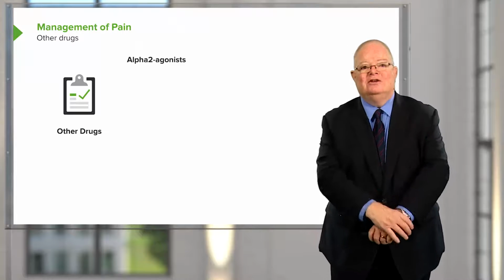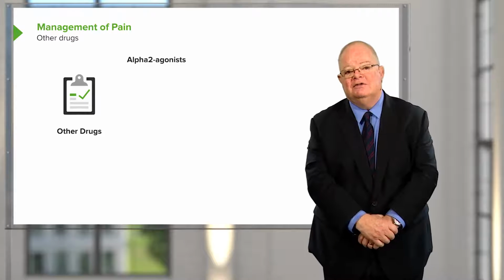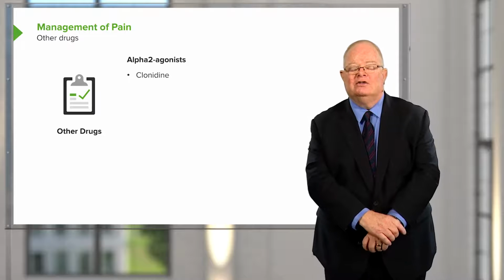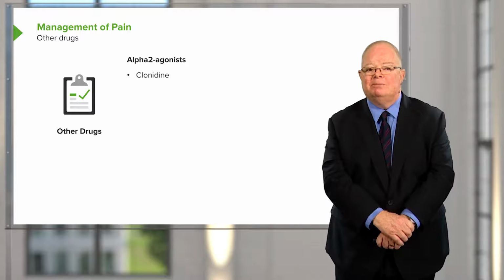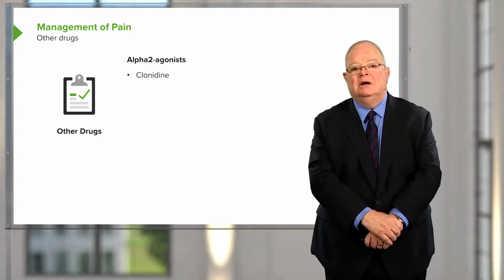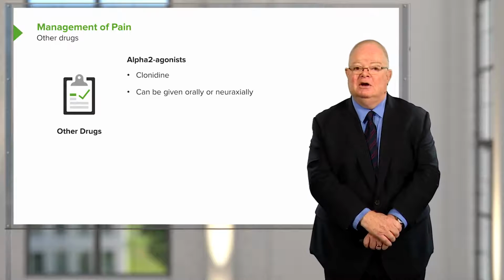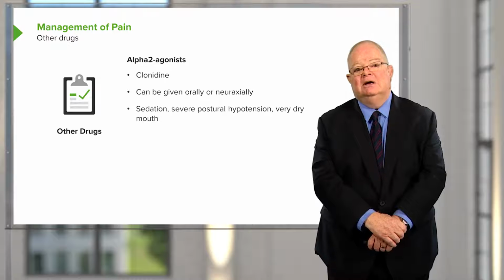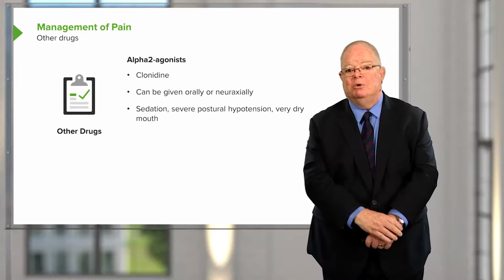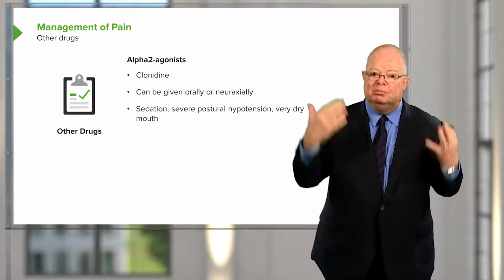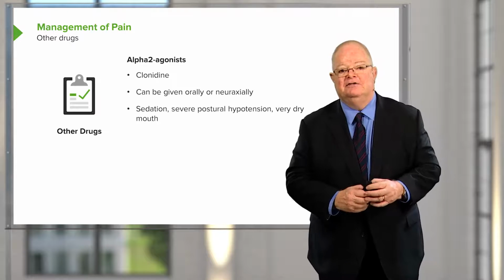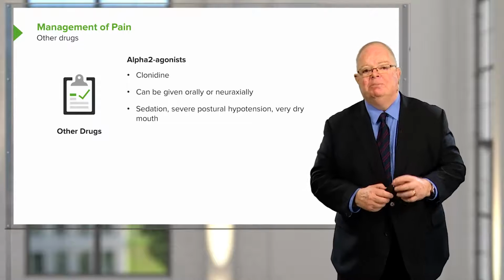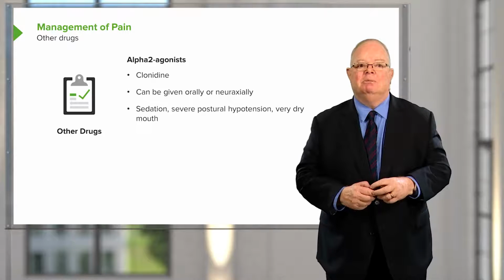Carrying on, more drugs, alpha-2 agonists. The classic of these is clonidine. These are receptor drugs that work on the alpha-2 receptor, which is a central nervous system receptor. They can be given either orally or they can be given along with spinal anesthesia in a dilute concentration. They produce sedation and can produce severe postural hypotension. So in other words, when you stand up, your blood pressure drops, and that can lead to fainting or even loss of consciousness and seizures. So that's not a good thing. They produce a very dry mouth, and patients complain about that.